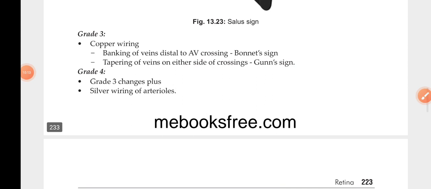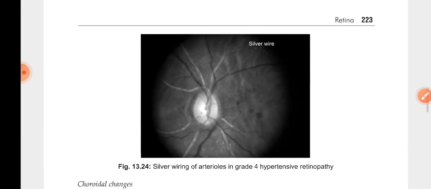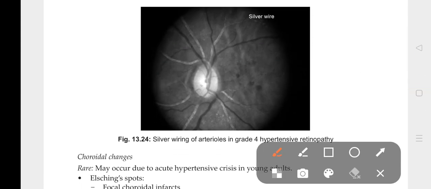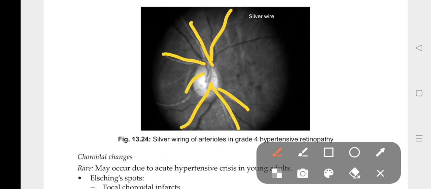Grade 3, copper wiring, banking of the veins distal to the arteriovenous crossing, that is Bonnet sign. Next, tapering of the veins on either side of the crossing is known as Gun sign. In grade 4, we will see grade 3 plus silver wiring of arterioles. In grade 4, we can see Bonnet sign, Gun sign along with silver wiring of the arterioles. You can see silver wiring, this. Silver wiring of the arterioles.